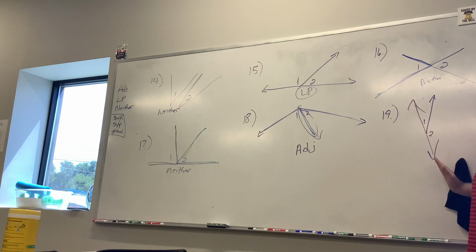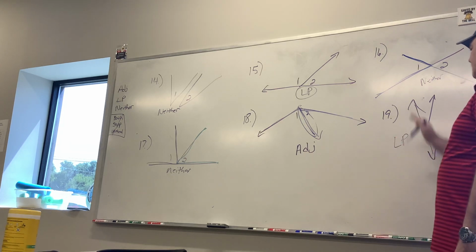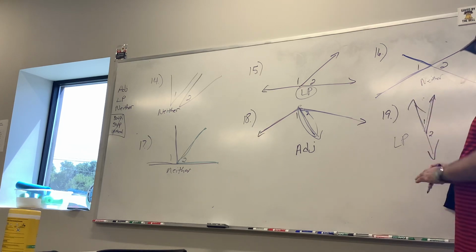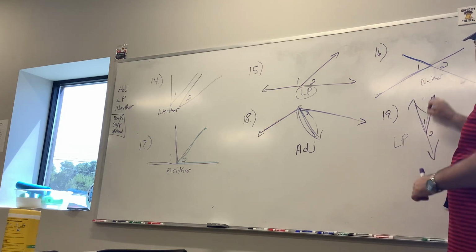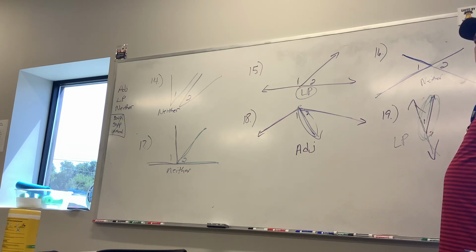Okay, how about these two? Do they look like they form a straight line? Well, kind of. If it's close, like if you're having to go, does it turn at all? Then yes, it's a linear pair. In this case, it forms a straight line. But they're also adjacent. Here's angle 1. Here's angle 2. They share this side. So adjacent and a linear pair.